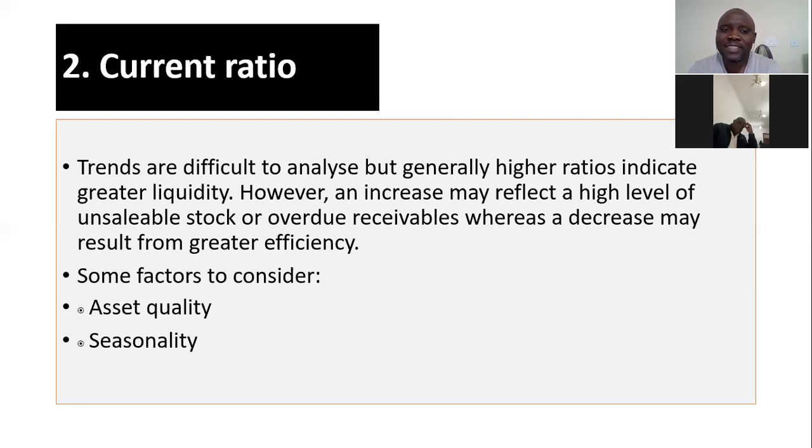So yeah, trends are difficult to analyze, but generally higher ratios indicate greater liquidity. But also pay attention to the nuances of these ratios. In the current year under review, you might find a situation where your current ratio is above 1, whereas in the previous period, your current ratio was less than 1. Do not conclude easily, like just a person from the street. Do not just conclude that in the current period, your liquidity is far better than the previous period.